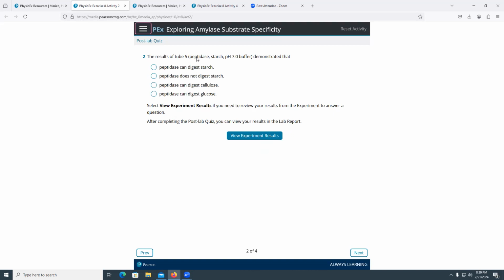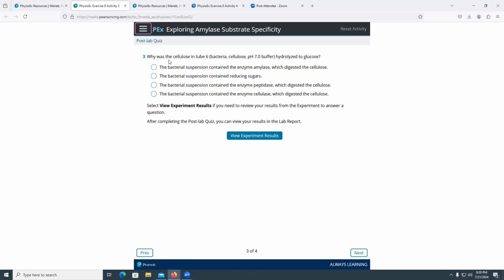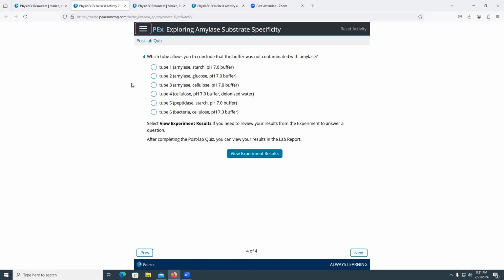Results from test tube 5, peptidase starch, demonstrated that peptidases cannot digest starch. Why was cellulose in tube 6 that has bacteria, cellulose, hydrolyzed to glucose? The bacteria suspension contained an enzyme, cellulase. There you go. Cellulase breaks down cellulose.